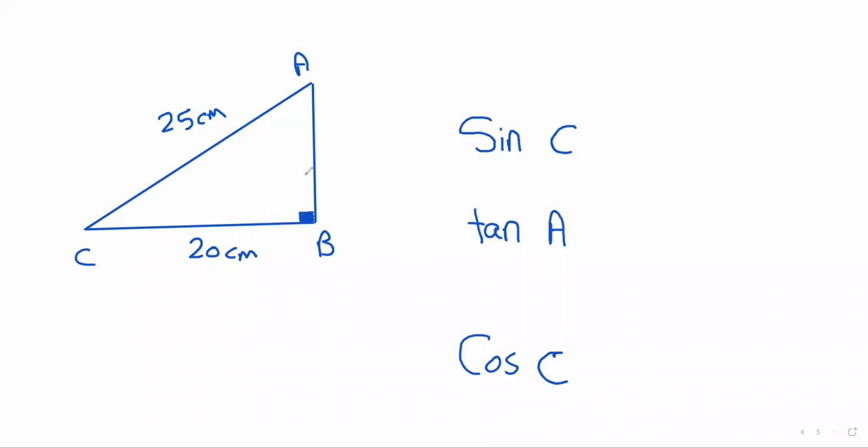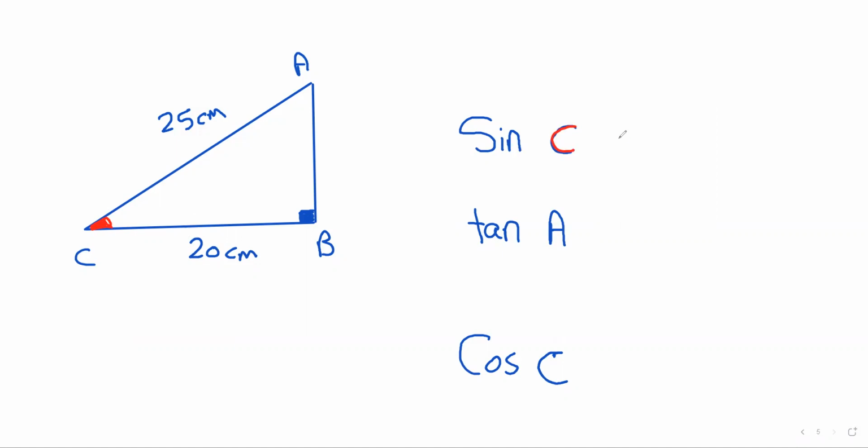Here in this triangle, ABC is right-angled at B, and side BC is 20 and AC is 25. I want to get sine C. As I said before, sine means the ratio between the opposite and the hypotenuse. So look at the angle. Determine the angle firstly. We are talking about angle C. I want to get sine C.